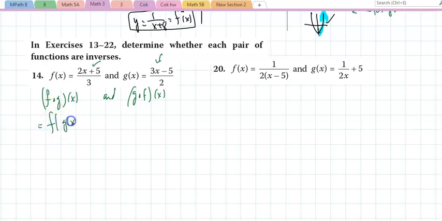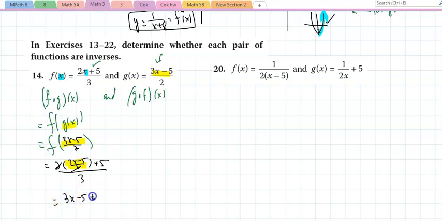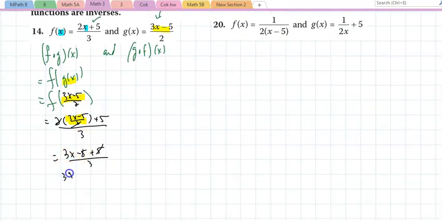This is f of g of x. G of x is actually right there. That is 3x minus 5 over 2. Now go to the f function. Wherever you see an x, plug that in. So that is twice, and in there, I'm going to put the entire 3x minus 5 over 2. Those cancel out. I'm left with 3x minus 5 plus 5 over 3. And I'm left with 3x over 3, which is x. It does check.